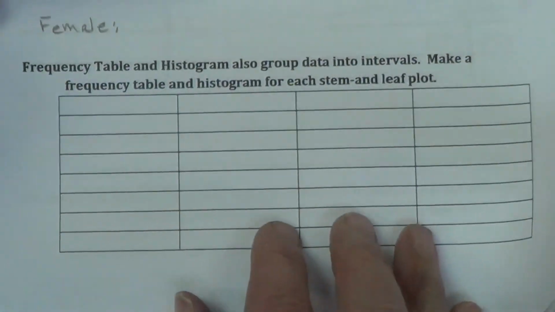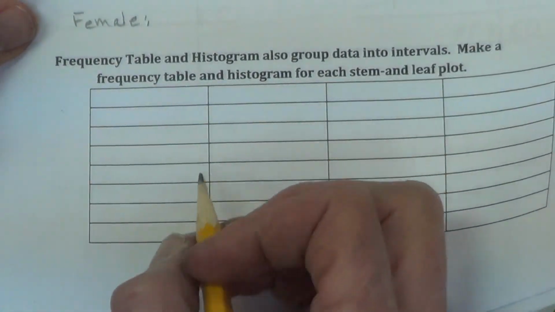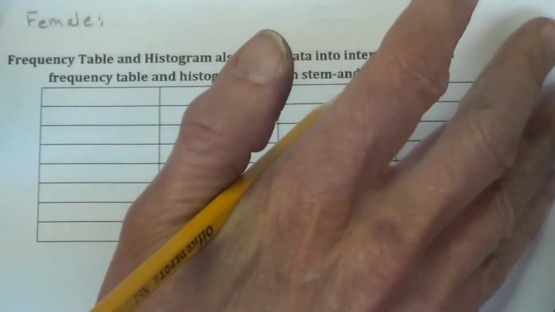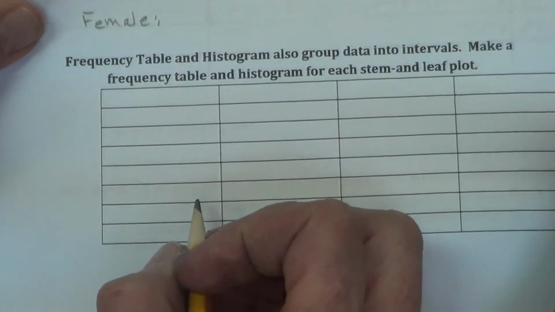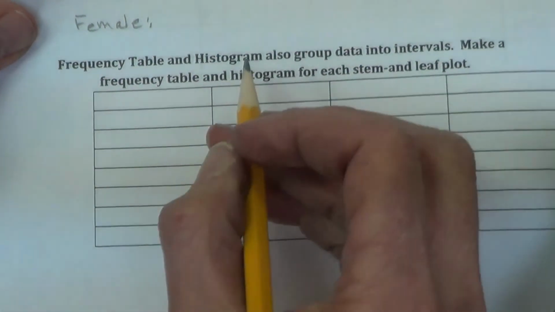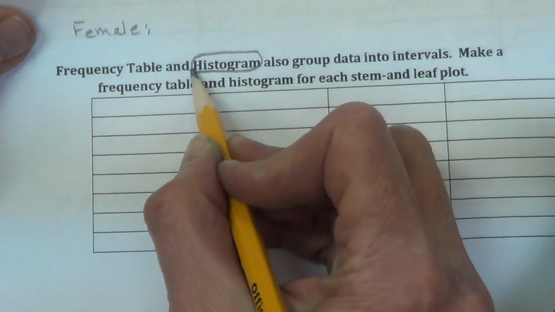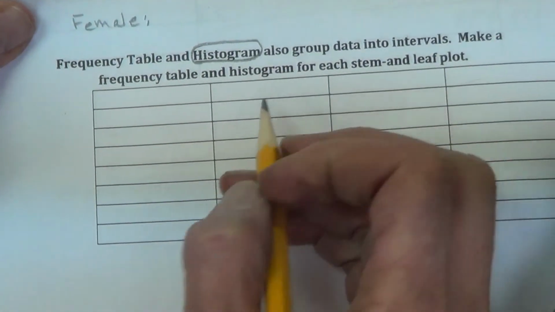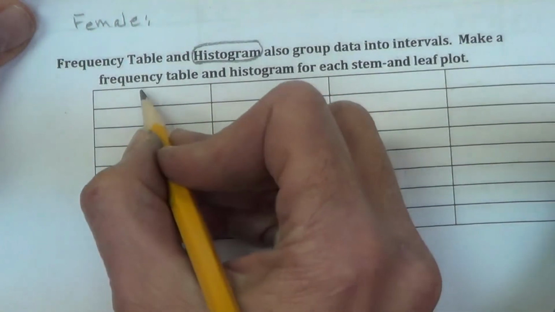Okay, now you're going to take that data and build a frequency table. That's really what stem and leaf plots were developed for, to make frequency tables easier to make. Specifically, we're going to look at histograms. You guys get stumped sometimes when you see these, and there's no reason for it.